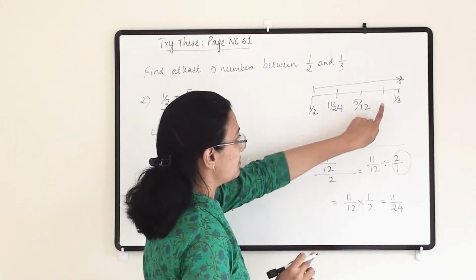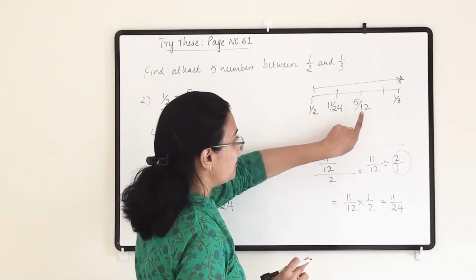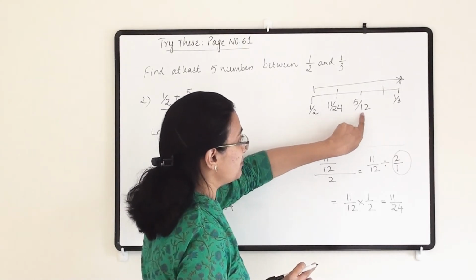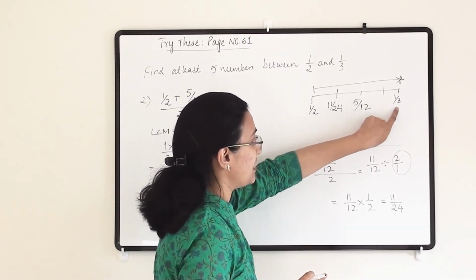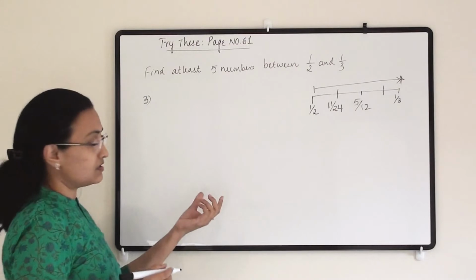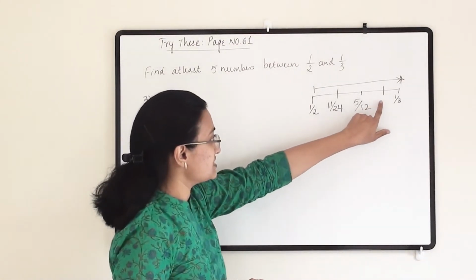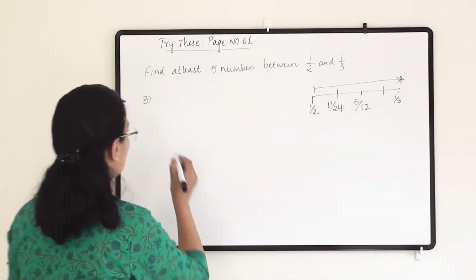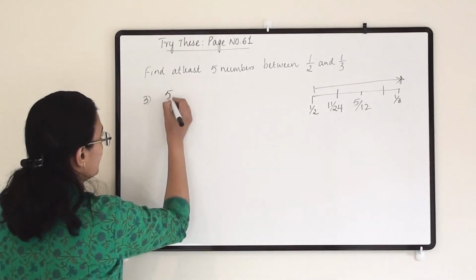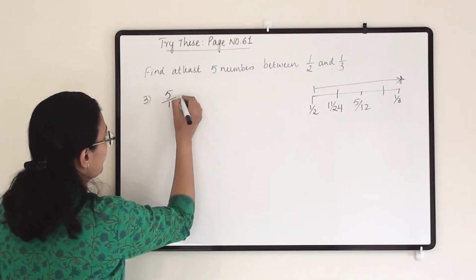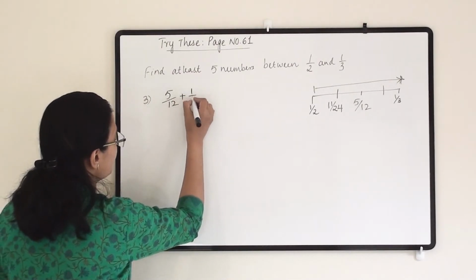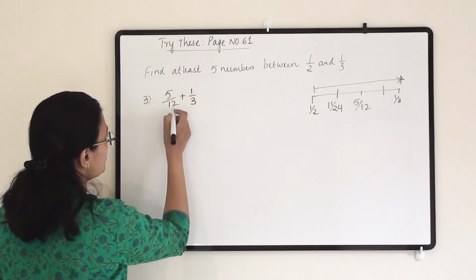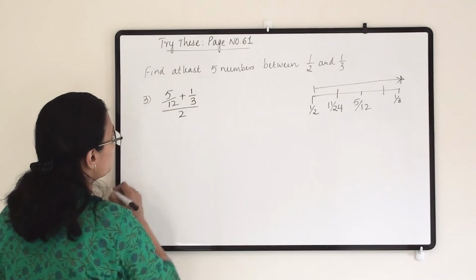Now let us find out our third number. We have to find the average number between 5 by 12 and 1 by 3. So as a third number we are finding this number, and we have to find the average of these two numbers. So 5 divided by 12 plus 1 by 3. We are adding these two numbers and then dividing by 2.